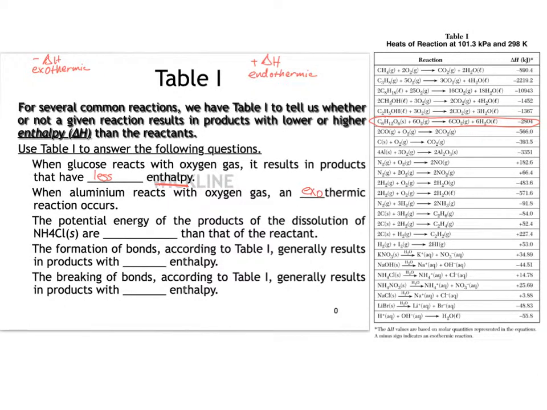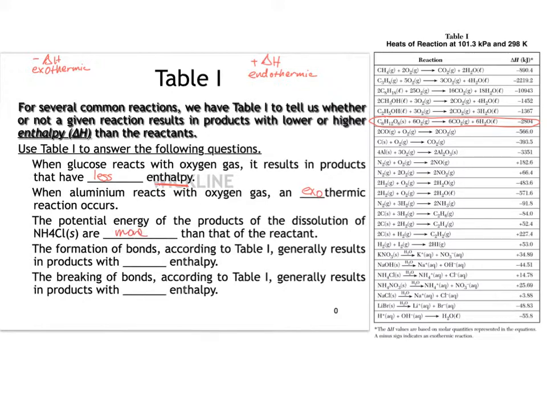Next up, the potential energy of the product of the dissolution of ammonium chloride. So let's look for ammonium chloride dissolving in water. So here's ammonium chloride in the presence of water, and it's producing ammonium ions and chloride ions. This is a positive 14.78, which means that it's an endothermic reaction. And endothermic reactions are ones where the products end up having more potential energy than the reactants. So let's see if that helps us. The potential energy of the products are more than that of the reactant.